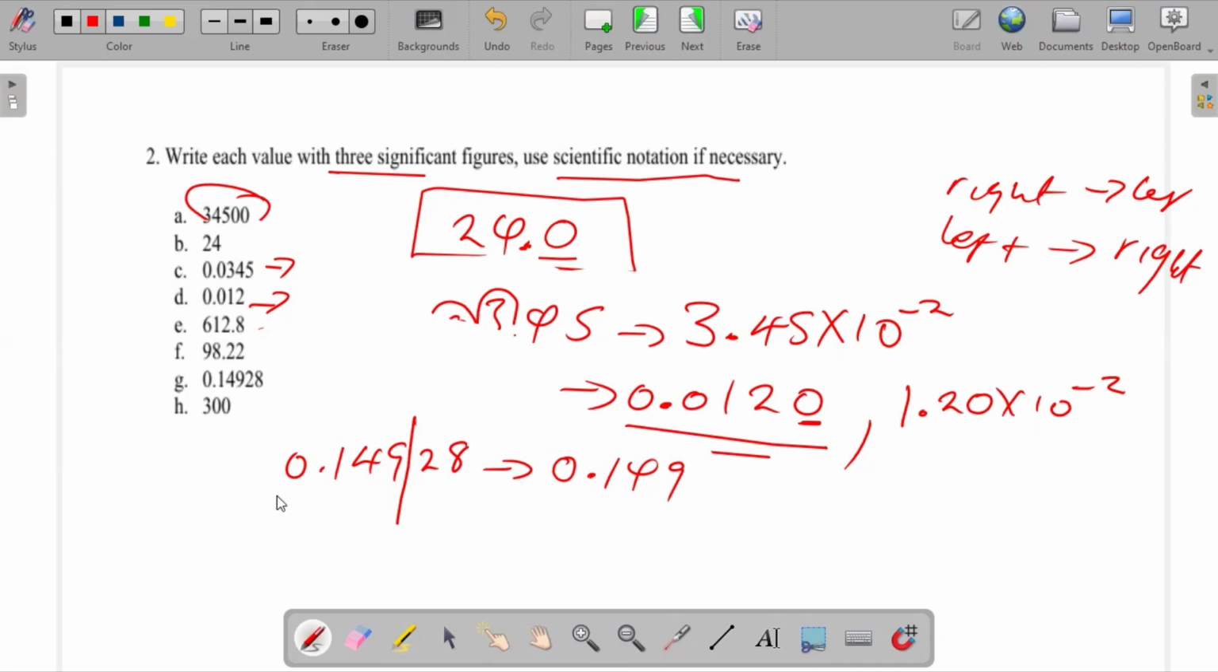Now we have a 300 there. We want to have three significant figures. So what should we do in that case? What should we do in that case?